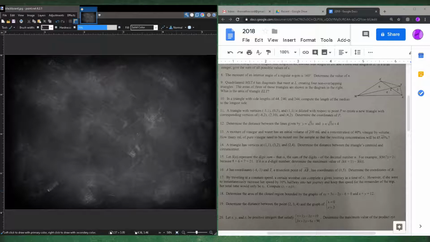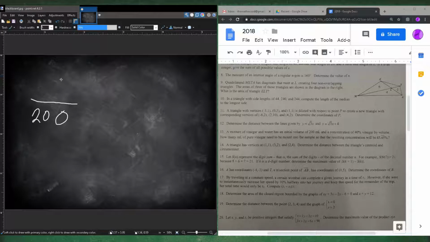Number 13. A mixture of vinegar and water has an initial volume of 200 milliliters and a concentration of 40% vinegar by volume. How many milliliters of pure vinegar needs to be mixed into a sample so that the resulting concentration would be 45.45 repeating percent? Okay, so what we like to do is look for proportions. So we have 200 as our initial volume, and then we're going to look for what proportion of the 200 is vinegar.